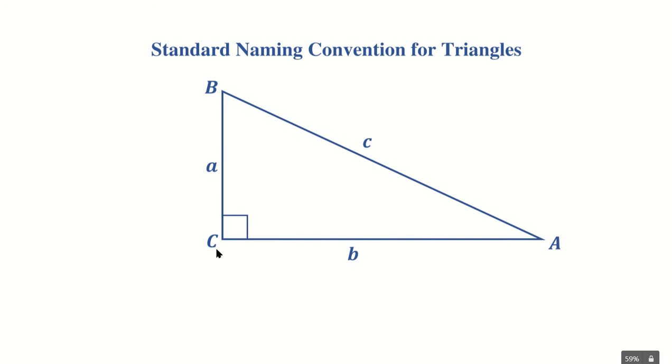The side opposite each capital letter will take a length with the lowercase letter. So this side will have length lowercase c. The side opposite angle B will have lowercase b for its length, and the side opposite angle A will have lowercase a for its length. We've already seen that. Now we're going to actually formalize the notion.